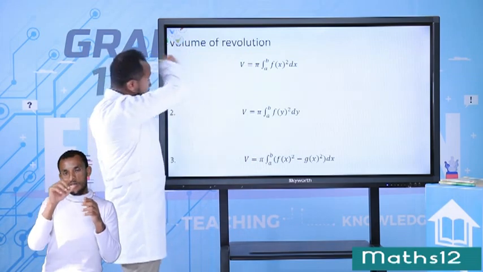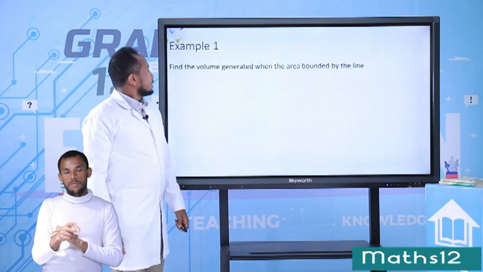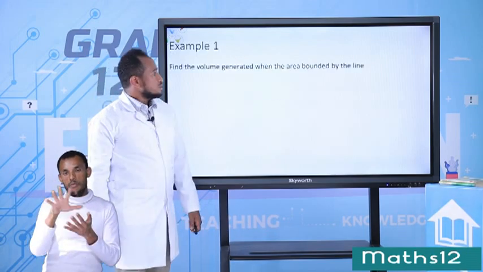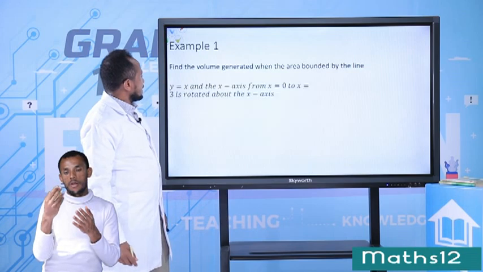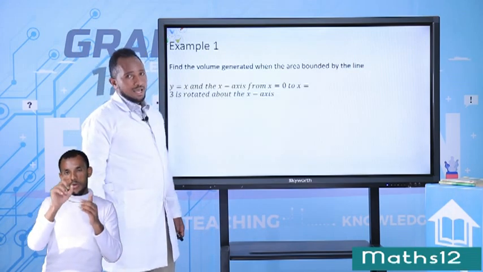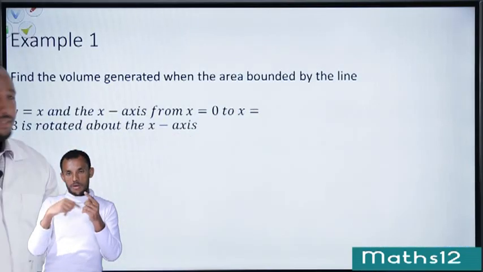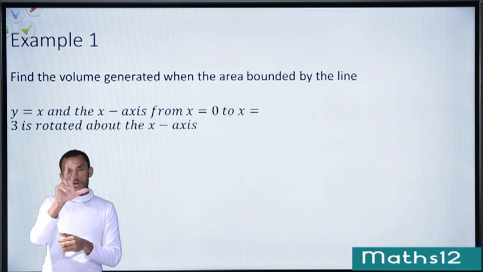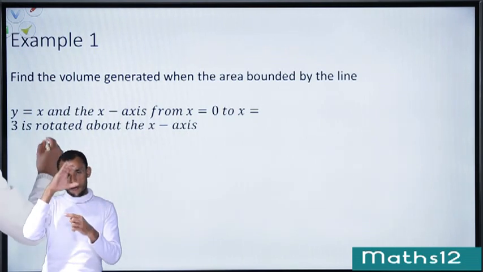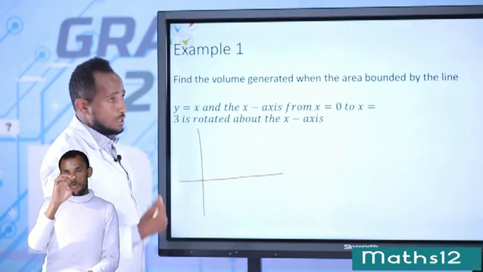So this is it. Now let's see an example for this. Find the volume generated when the area bounded by the line y is equal to x and the x-axis from x is equal to 0 to x is equal to 3. So to find the volume, let's see the graph or the region.